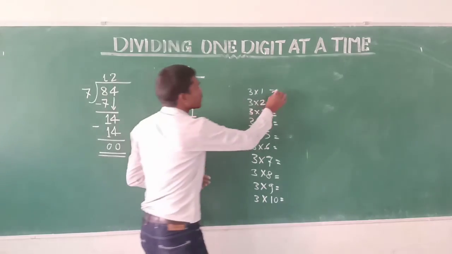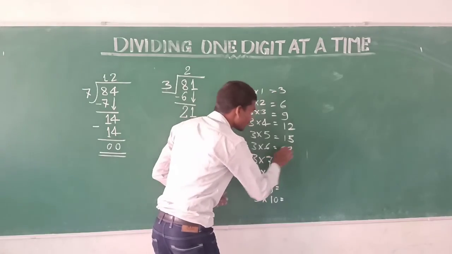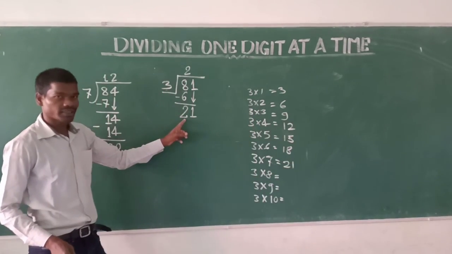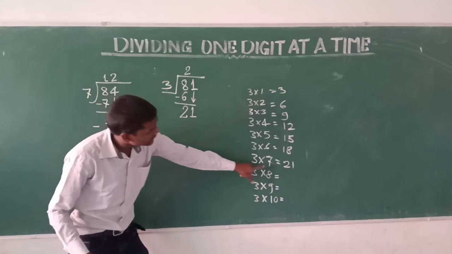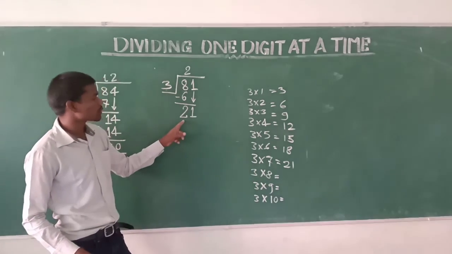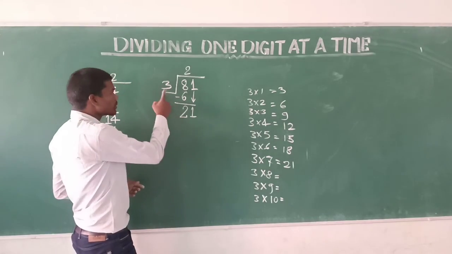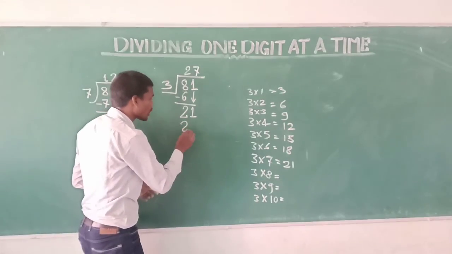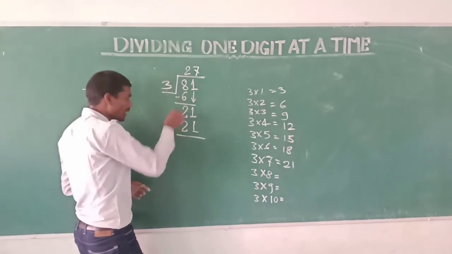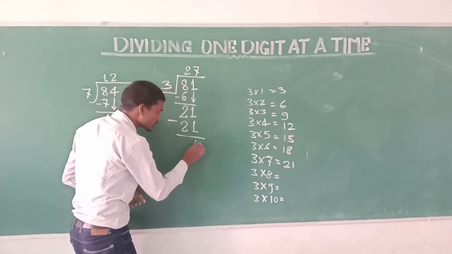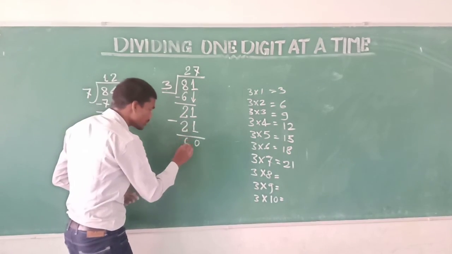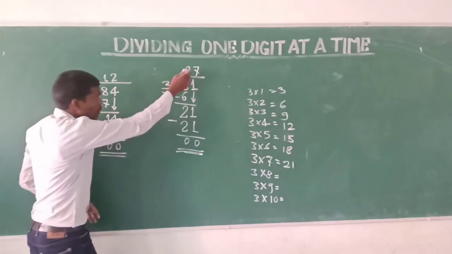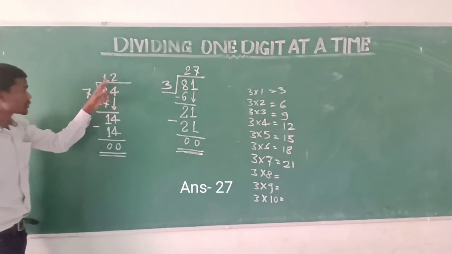Okay, so 3 ones are 3, and 3 sevens are 21. Oh yes, we have got here. So how many times we have got? 7 times. In 7 times we have got 21. So 3 sevens are 21. Okay. Now minus it. Come on. 1 minus 1, 0. 2 minus 2, 0. Okay. So quotient is what? Quotient is 27 and here quotient is 12.